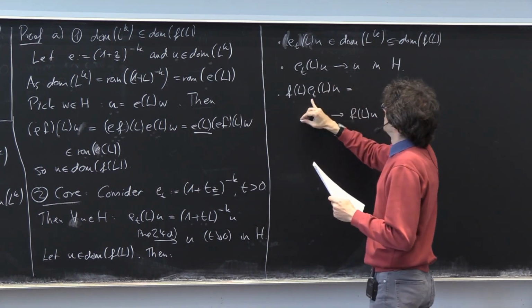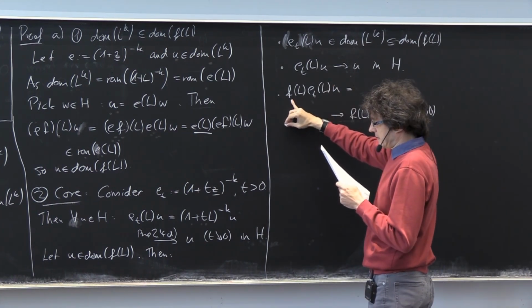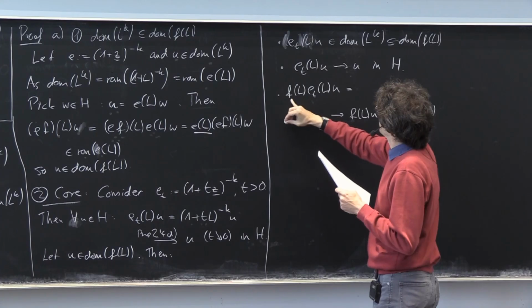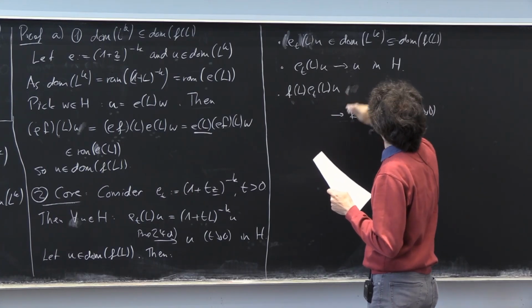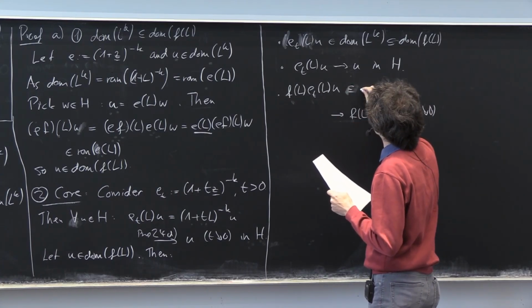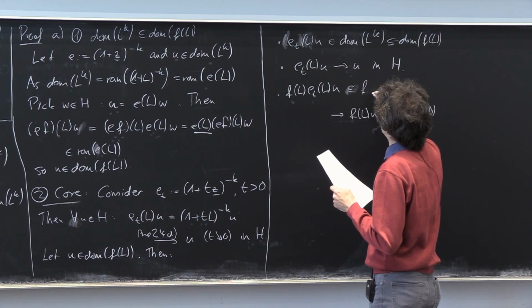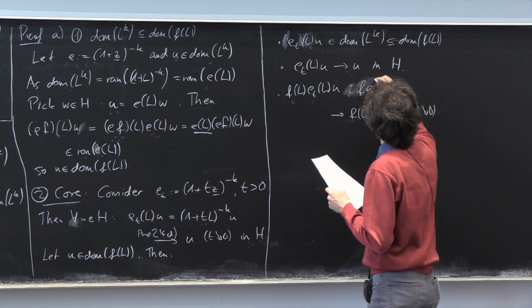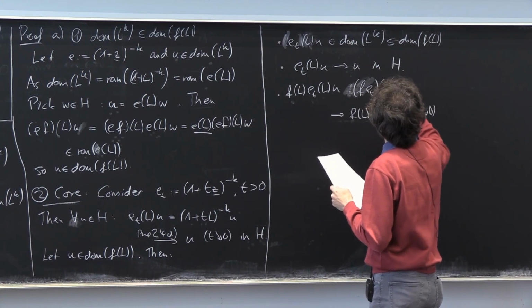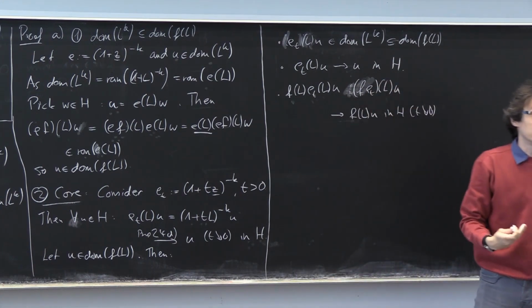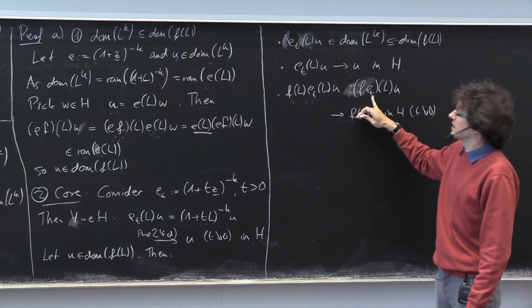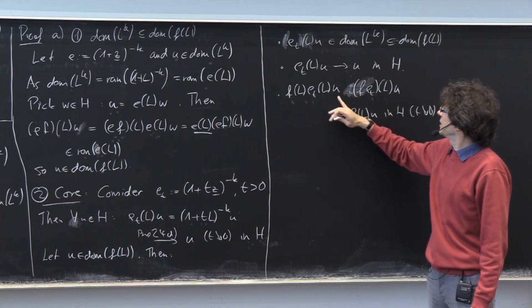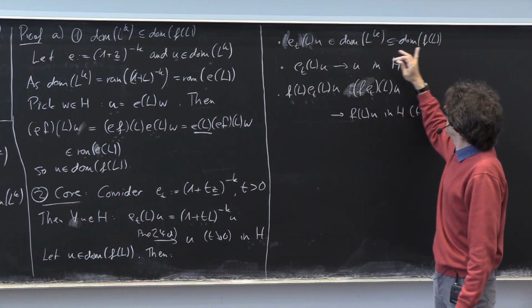So now we have a product. What we know in general is this product is contained in... So we want to make this an Et of Lu. The question is, why are we allowed to do it? This operator is a subset of this operator, but the point is, u is in the domain of f of L.